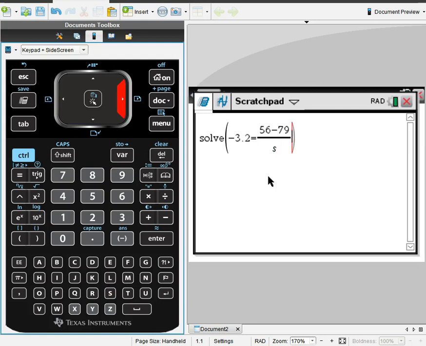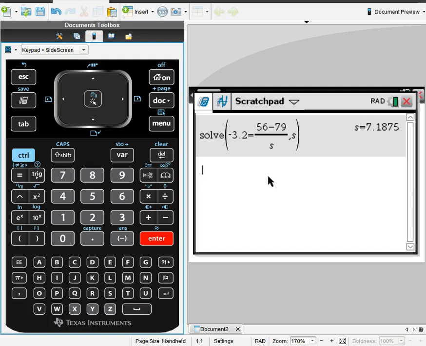And I want to solve this for S. I'm going to put comma S, because you have to say what you're solving for. Then push enter and it tells you what S is. Very nice.